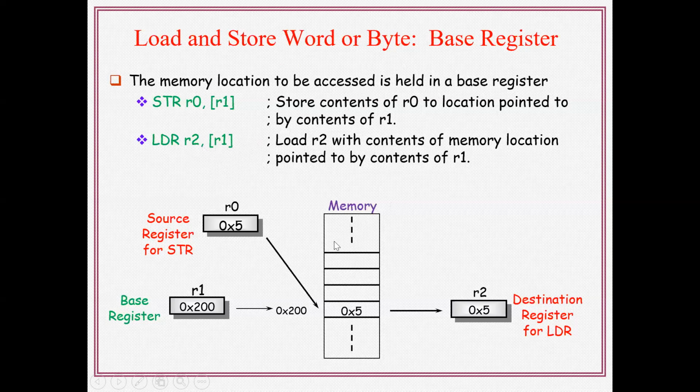So for example, here the first one is STR R0, [R1]. Assume that R0 equals 0x5, which indicates the value 5. After execution of this instruction, R1 contents is 200H. So 05 is copied into the 200H memory location. The left side part is called store register.